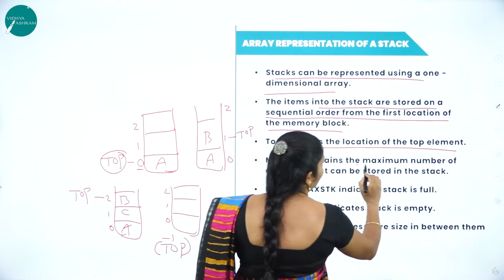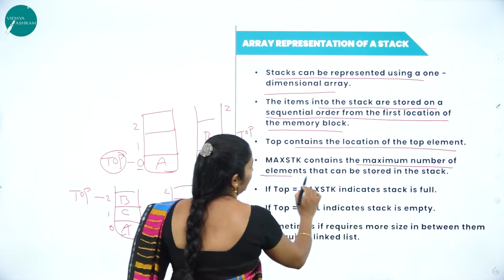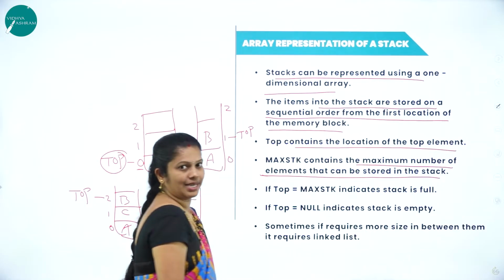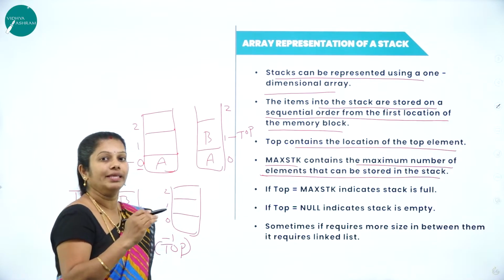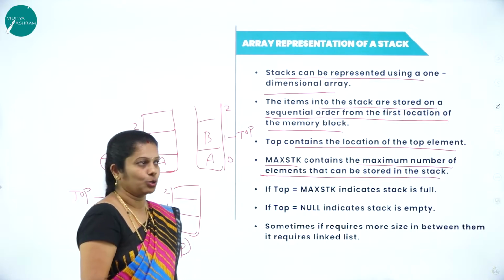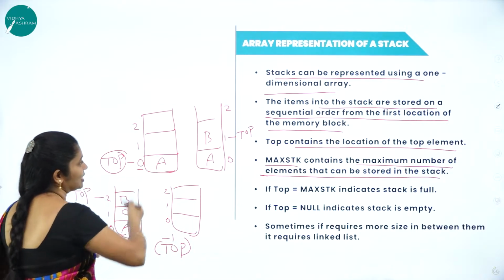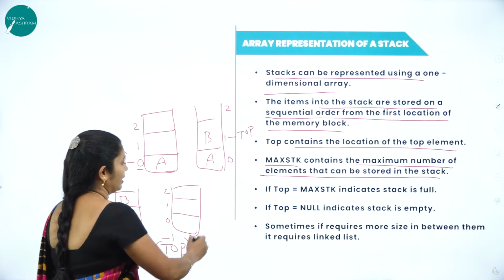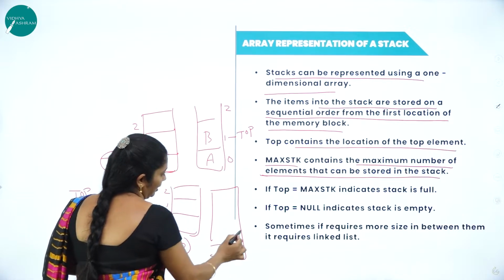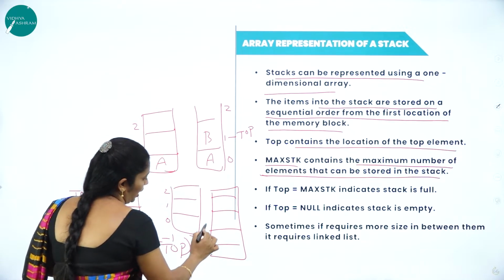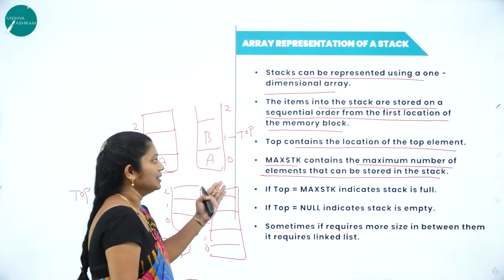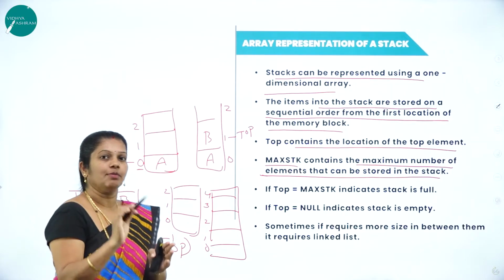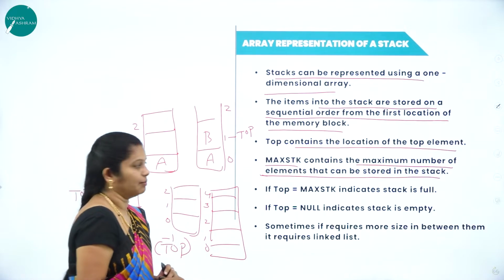Max stack contains the maximum number of elements that can be stored in the stack. In this case, the maximum number of elements I can store is 3. For example, if I have a stack with positions 0, 1, 2, 3, 4, that 4 represents the max stack. That means max stack contains the maximum number of elements we can store in the stack.